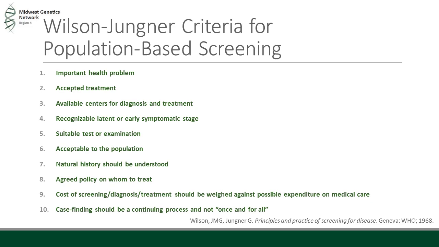So the 10 criteria in the World Health Organization report are listed here. And to summarize, in order for a disorder to be considered appropriate for population-based screening, the disorder should be of clear medical consequence and have an effective treatment. Additionally, diagnostic and treatment centers should be available, and the natural history of the disorder should be understood and have a recognizable latent stage. From a screening perspective, a suitable test should exist that allows detection of at-risk individuals, and the cost of the screening program should be analyzed. Next slide.